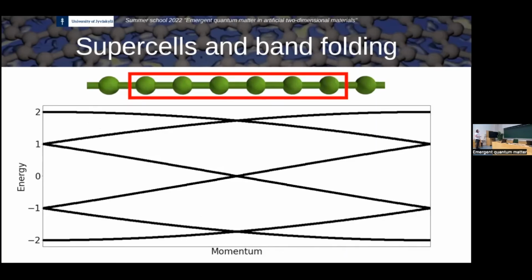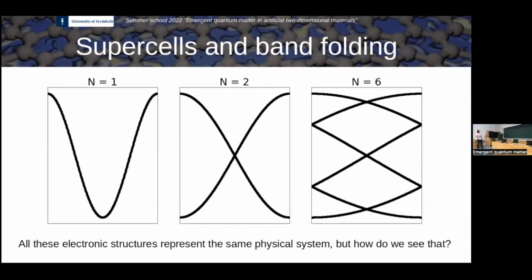And of course, you can now take a unit cell with 6 sites. Now you are going to have 6 bands, just because if you have 6 sites, again, your Hamiltonian is going to be a 6 by 6 matrix. And again, you hope that this describes the very same system. So essentially, you have 3 electronic structures that technically describe the same system, but they look a little bit different: the band structure for a single site per unit cell, for 2 sites per unit cell, and for 6 sites per unit cell.